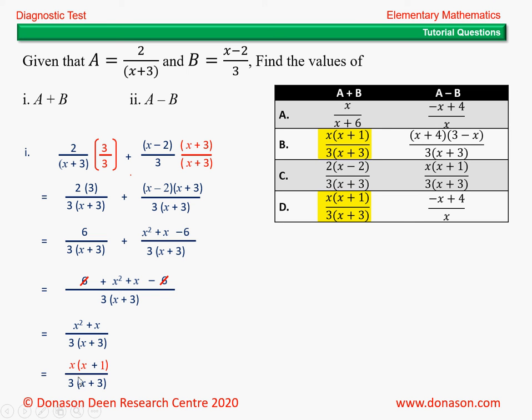So when we look at the addition of these two fractions, we can see that it should be x times x plus 1 over 3 times x plus 3. That leaves option B or D as possible answers.